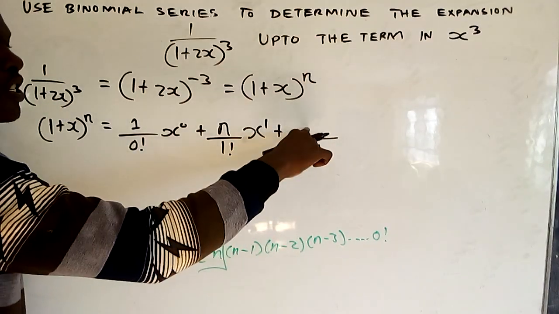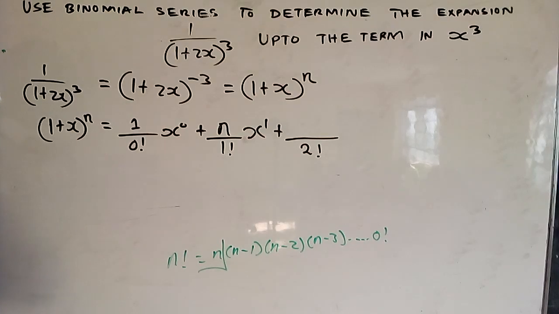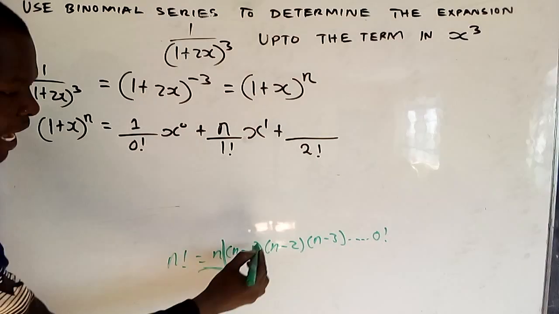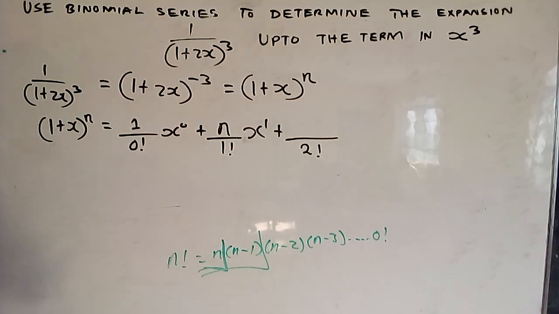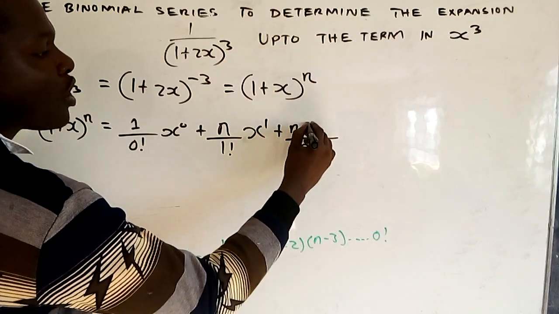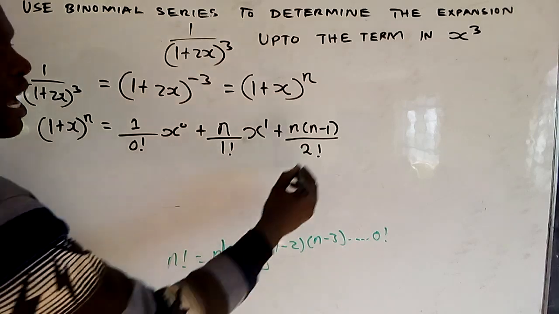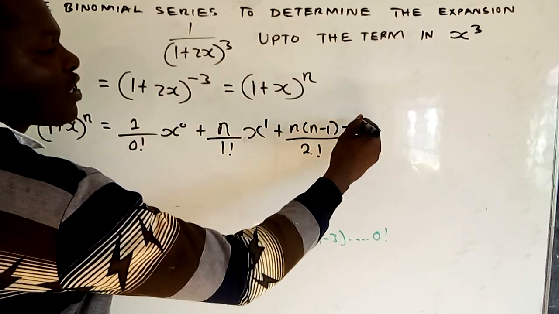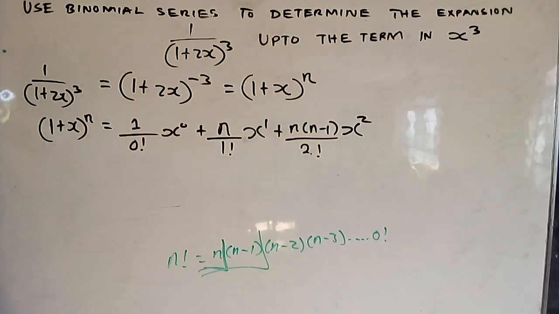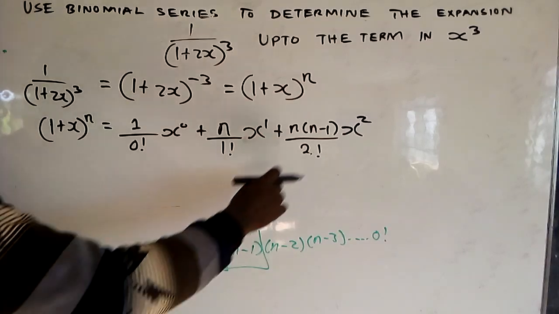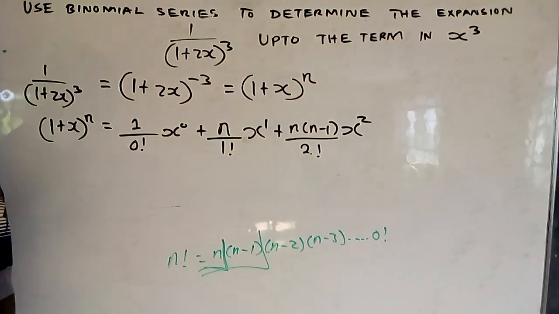So 0 factorial, 1 factorial, the next one is 2 factorial. If you have 2 factorial, there are 2 terms in the numerator, and those 2 terms are n and n minus 1. This is just a matter of mastering it, but we saw how it was coming about. Then our x is raised to power 2. Are we together? We are moving again until we reach the term in x raised to power 3.